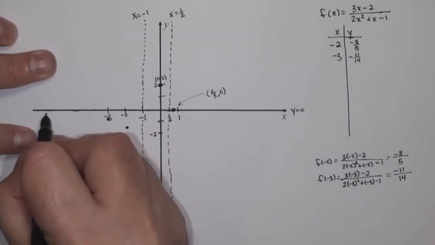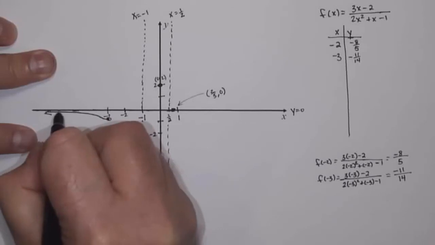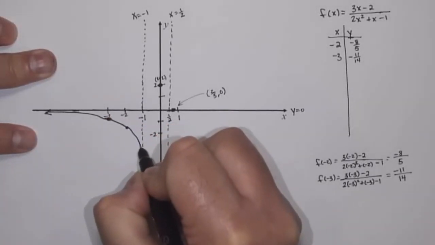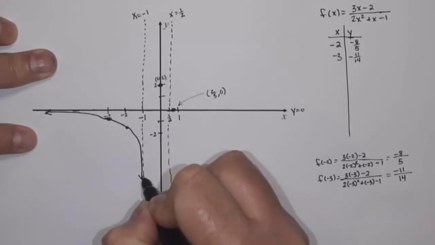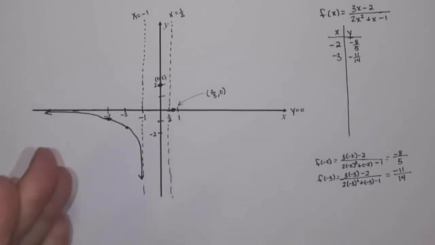So this graph should be getting asymptotic over here as we go this way to the x-axis. It's going to go through this point, it's going to go through this point, and it's going to curve and get asymptotic there to the line x equals -1. So over here it's going to look something like this.